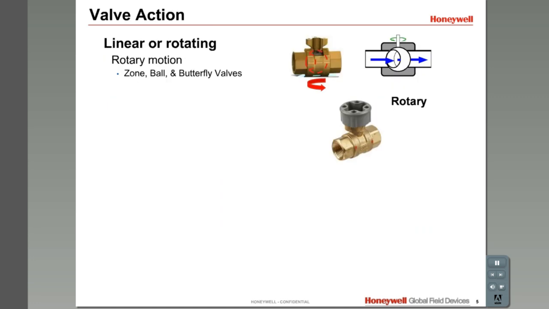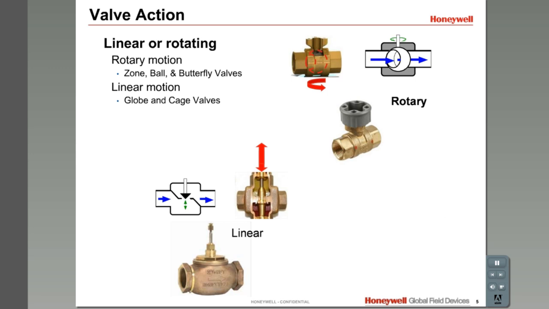Valve action refers to what motion is required to open and close the valve. Rotary valves are turned to open and close. Linear valves are pushed up and down. It is important to know which type of valve action you have before you select the actuator, as this may affect the type of actuator you need.